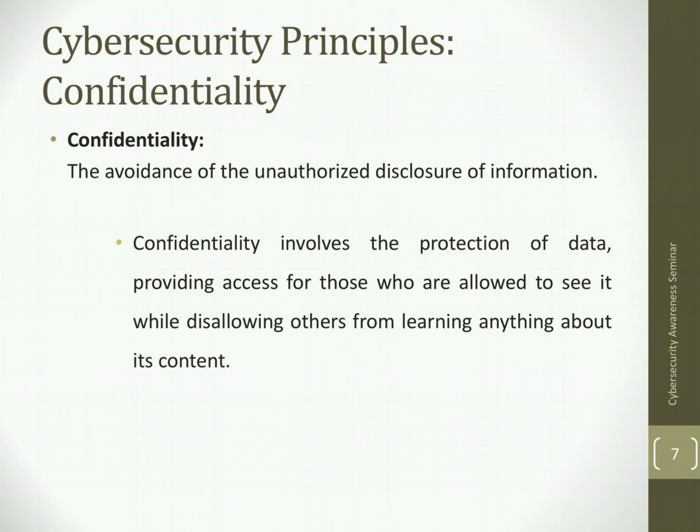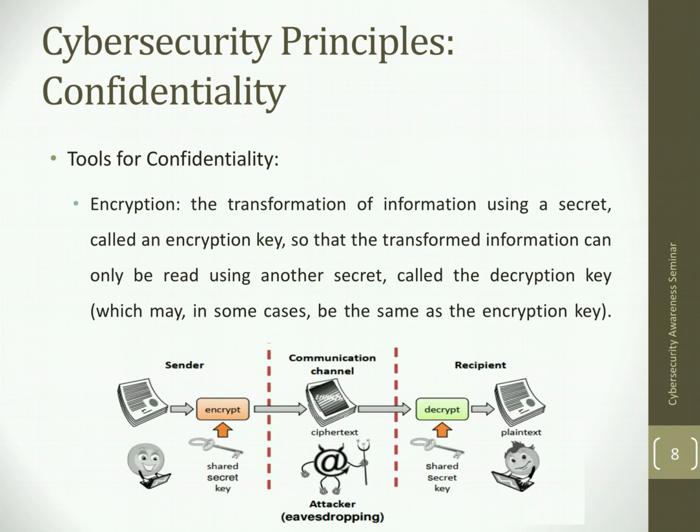So confidentiality involves the protection of data, providing access for those who are allowed to see it, while disallowing others from learning anything from its content. Basically, you are trying to make sure that your information is protected and can be viewed only by authorized people. So, what are the tools for confidentiality? Encryption is one of the technical ways to protect your data. It's the transformation of information using a secret, which we call the encryption key. As you can see here in the picture, we have a sender and a receiver or recipient on the other side, and the communication channel is in the middle.